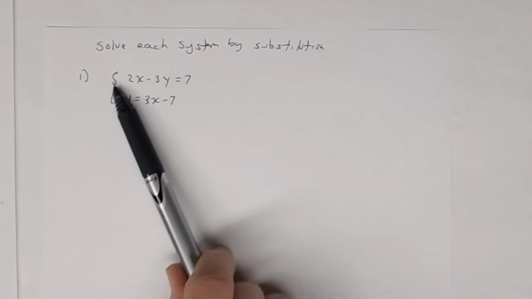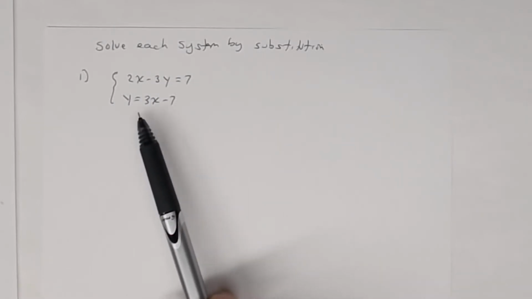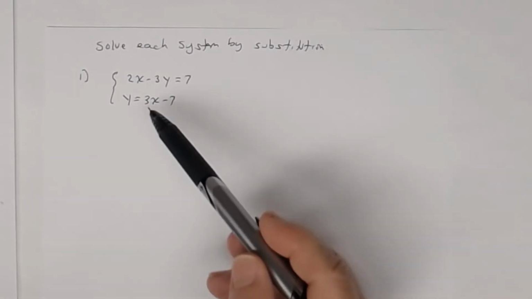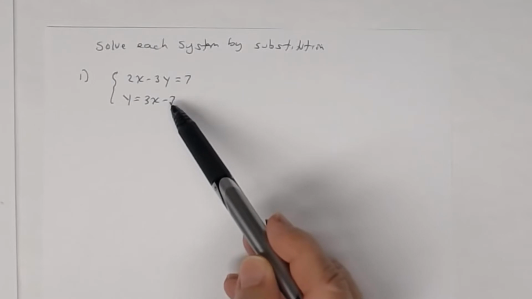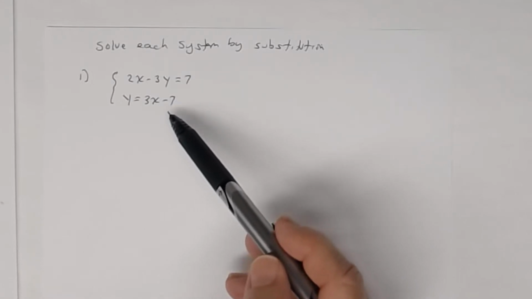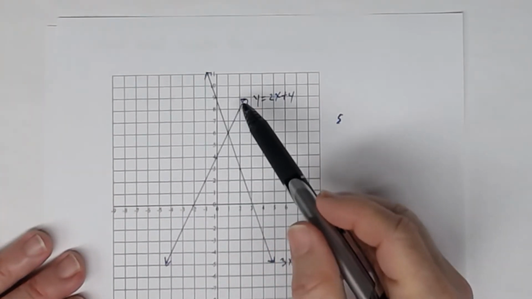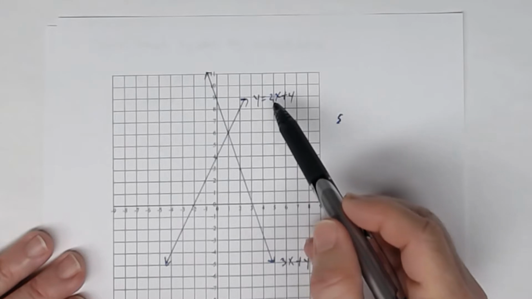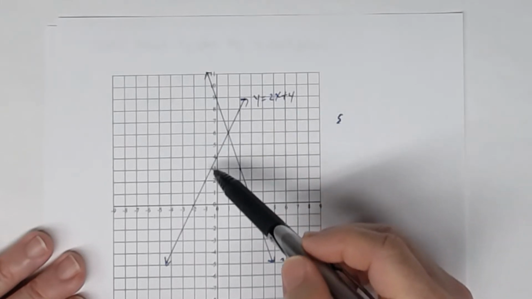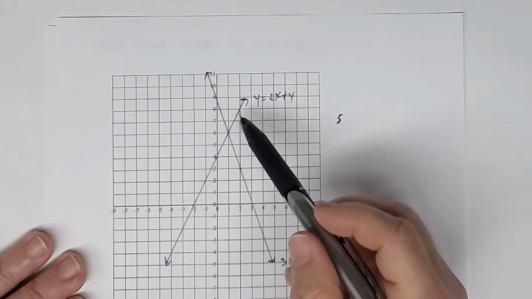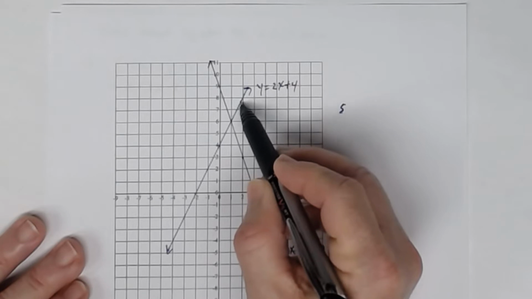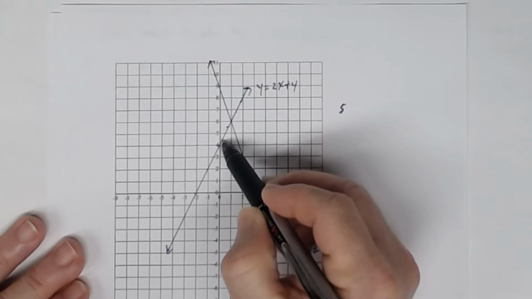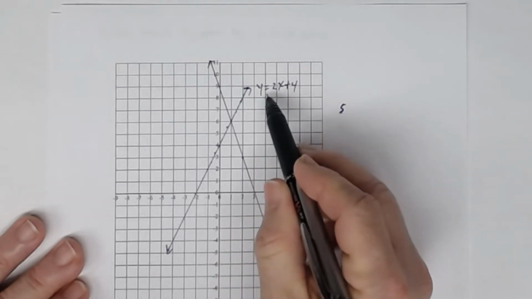When you're solving a system, you're trying to find the ordered pair (x, y) that will make this linear equation and this linear equation true at the same time. For example, remember when we graph a linear equation, if you look at this one right here, y equals 2x plus 4, there's the graph. Remember what it means to graph a line. When you graph a line, you're graphing all of the solutions to that linear equation.